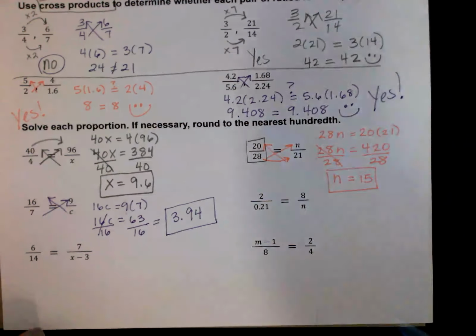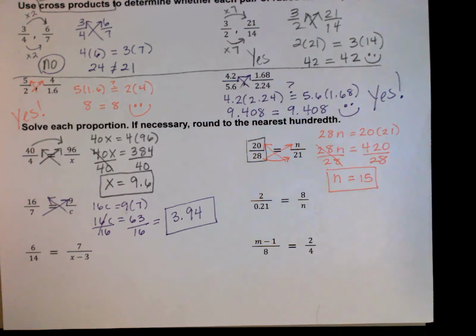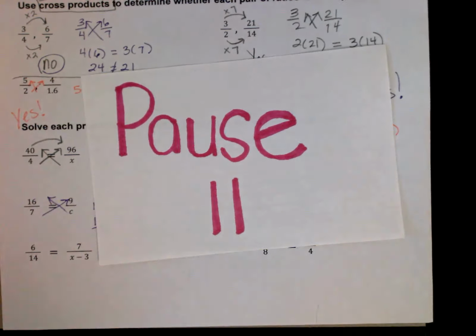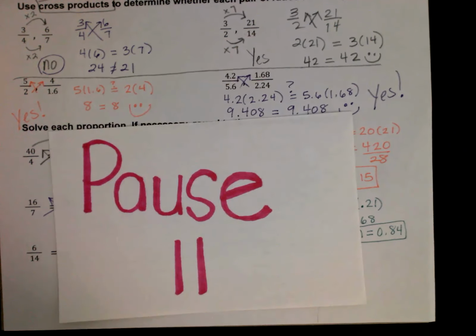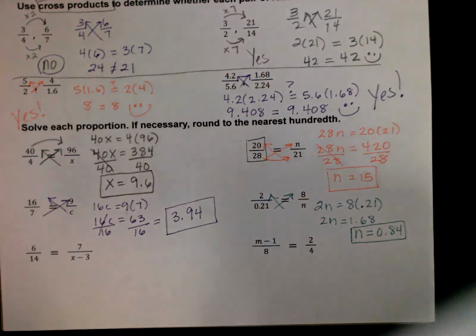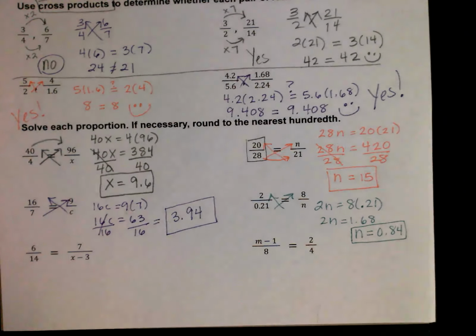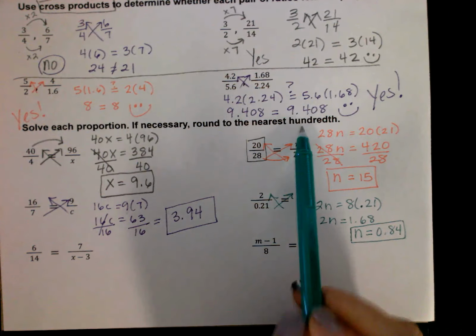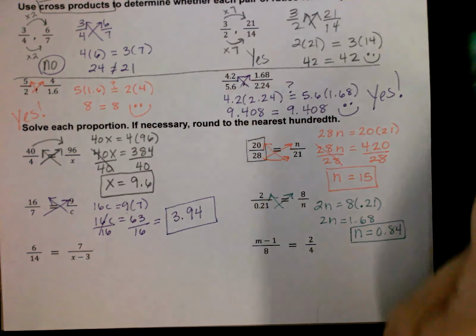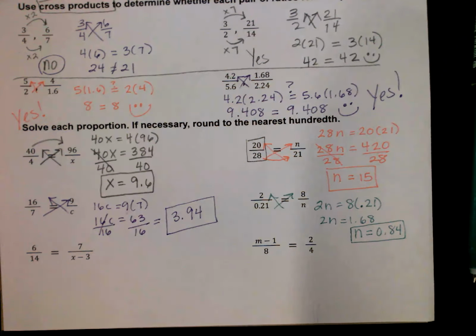Please try the next one by yourself. I'm going to ask you to pause the video and then we'll compare answers. I hope you paused the video. You can see my answer peeking out right there. I got 84 hundredths. We were rounding to the nearest hundredth. Great job. Hopefully we all have the same answer.